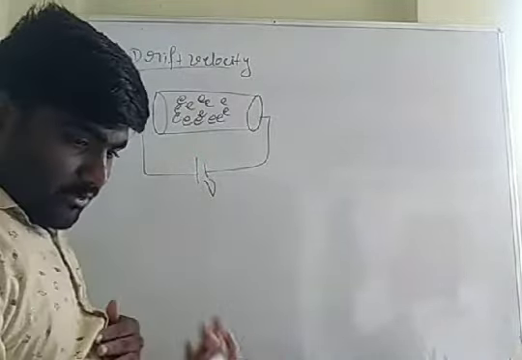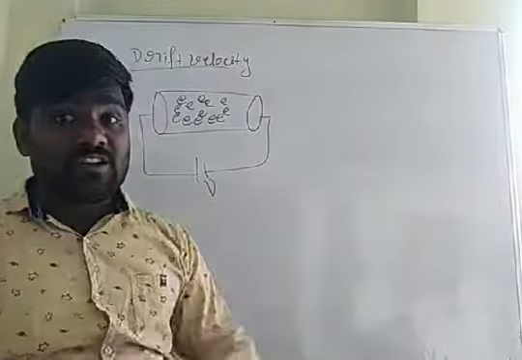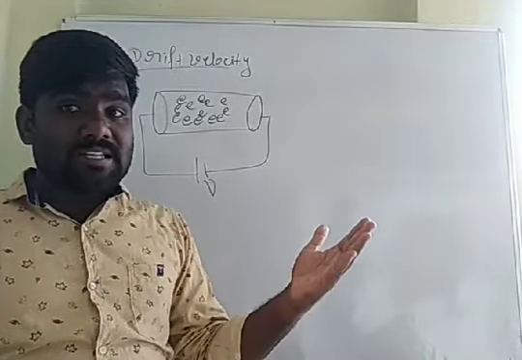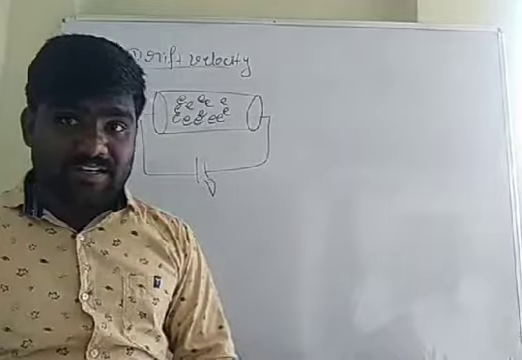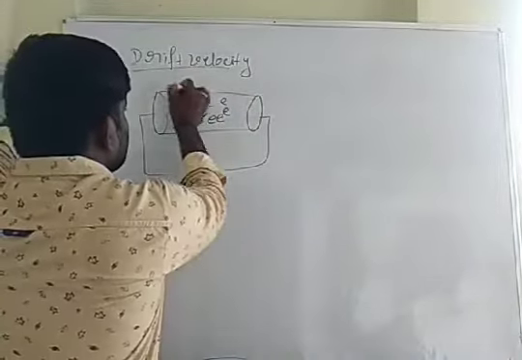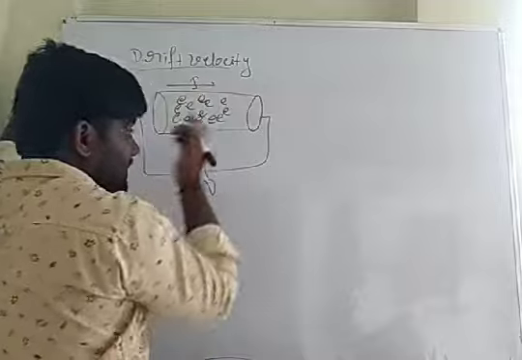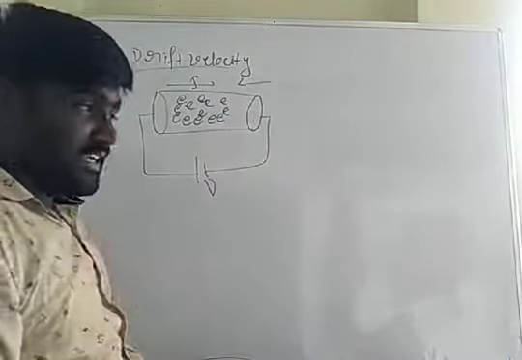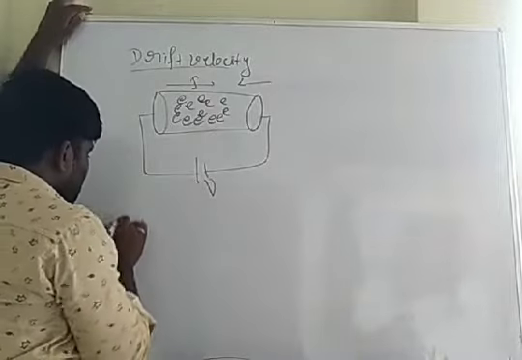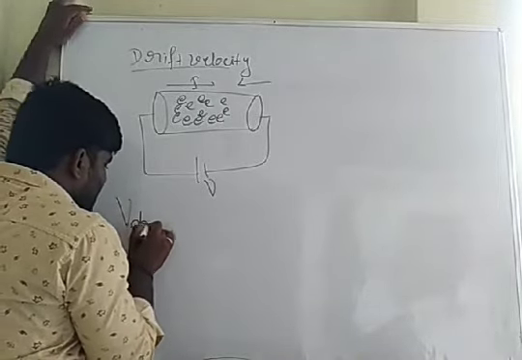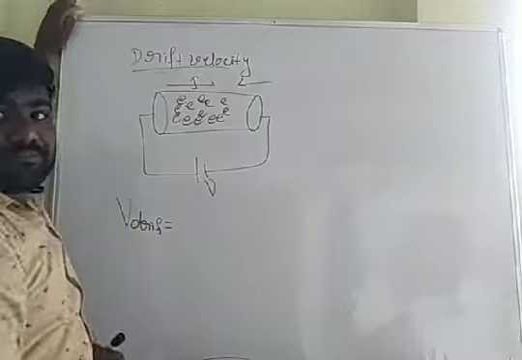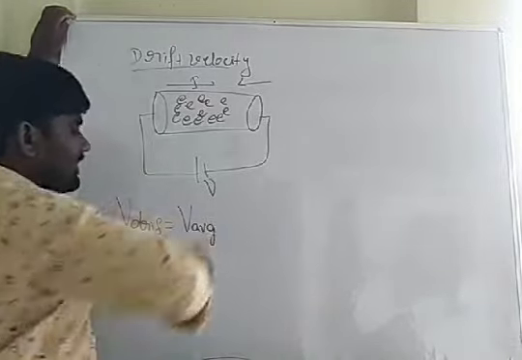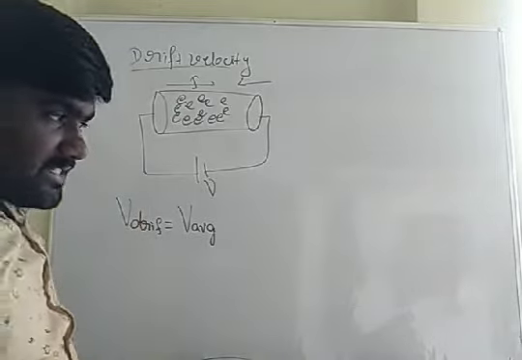Whenever I apply a potential difference, motion of the electrons takes place. How? Opposite to the electric field. Suppose the current is moving along this direction, then the electric field will be along this direction, and the electrons move in the opposite direction. So the drift velocity is equal to V average, the average velocity.